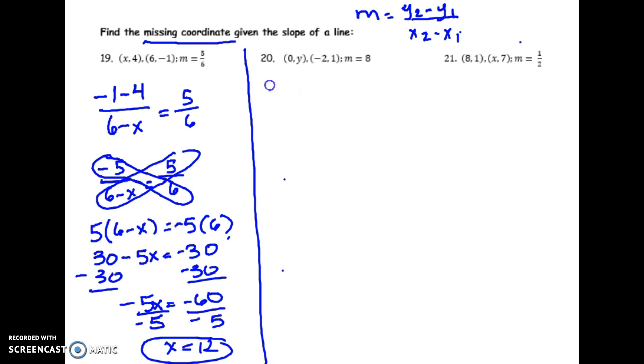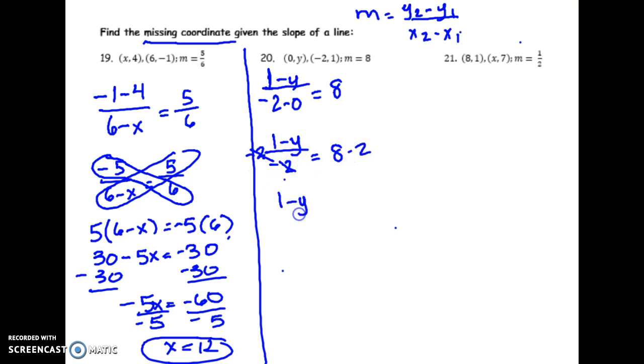Number 20, I'm going to take positive 1, and I'm going to subtract y, and that's going to be divided by negative 2 minus 0. So y2 minus y1 divided by x2 minus x1, and that's going to be equal to 8. All right, so when I do that, I've got 1 minus y divided by negative 2 is equal to 8. Okay, so in this case, I don't even have to do cross products. I can just multiply both sides by negative 2 to get rid of that fraction. All right, and when I do that, I get 1 minus y is equal to negative 16.